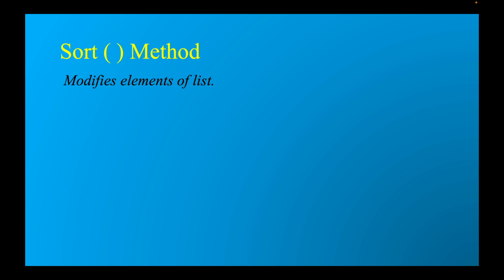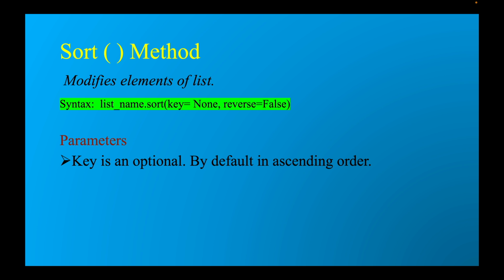The sort method modifies the elements of the list. The syntax for the sort method is listName.sort, and we include the parameters inside the brackets. The key parameter is an optional parameter. It allows us to specify a function to be used for sorting. For instance, we can use the len function to sort a list of strings according to their length. And the reverse parameter is also optional, and by default it is set to false. That means the list is sorted in ascending order, but if we set reverse equals to true, the list will be sorted in descending order. Now let's go and practice the sort method in Jupyter Notebook.